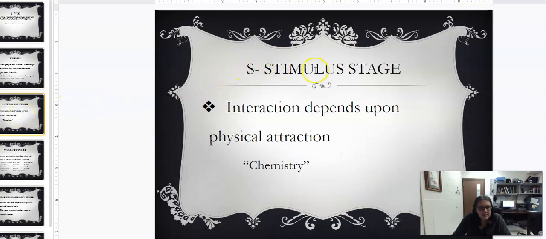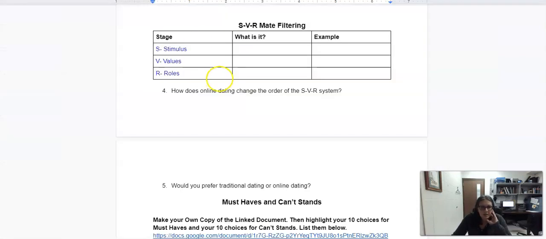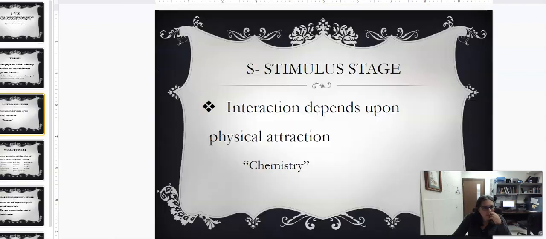So first is the S stage, the stimulus stage. Interaction depends on physical attraction. So this is like, are you attracted to them? Is there chemistry? That's the chemistry and attraction. As an example, someone could be attracted to, I don't know, facial hair, or they could be attracted to people that dress really nice, or all kinds of different things. There are tons of examples. You could put something that is attractive to you. And that's usually the first step, right?